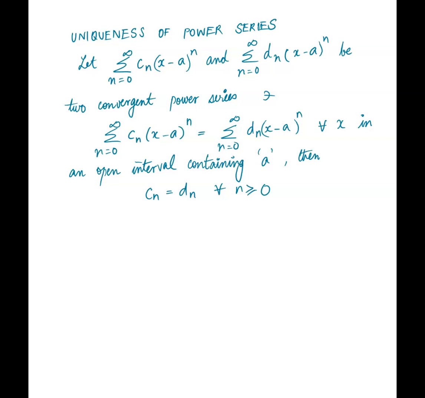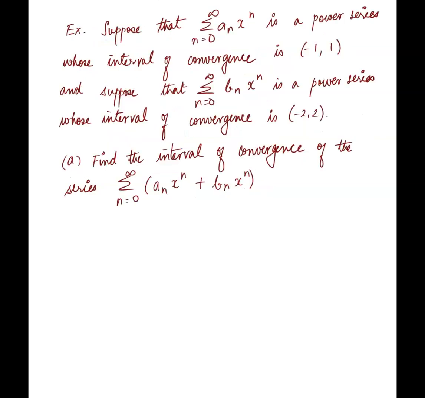Okay? Now let's look at the problem that helps us utilize the combination of power series. Our problem reads, suppose that summation a_n x^n is a power series whose interval of convergence is -1 to 1, and suppose that summation b_n x^n is a power series whose interval of convergence is -2 to 2. A. Find the interval of convergence of the series summation a_n x^n plus b_n x^n.